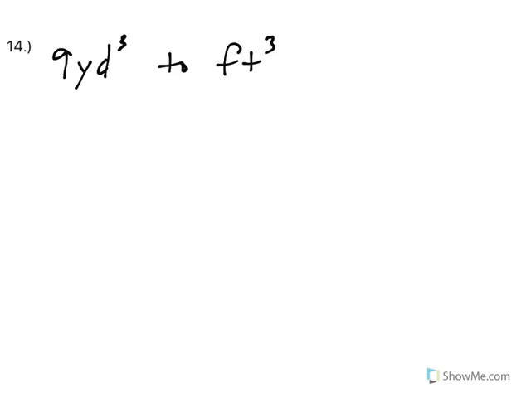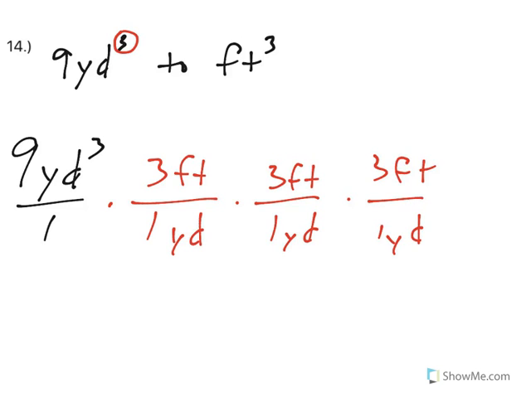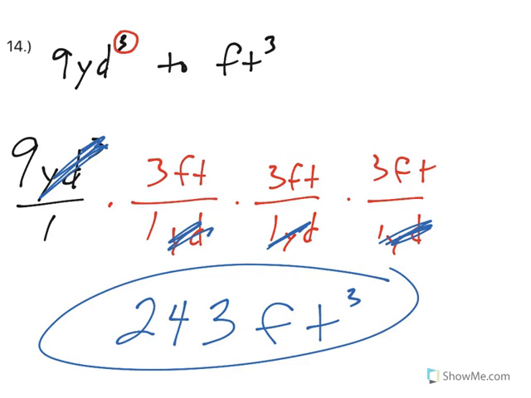9 cubic yards. Now notice our exponent is 3. So that means I'm going to do the conversion 3 times. So 1 yard is 3 feet. I do that 3 times because 1, 2, 3 gets rid of the 3. So I multiply straight across, 9 times 3 times 3 times 3, and I get 243 cubic feet. Because there's 3 of them, 1, 2, 3 feet, cubic feet.